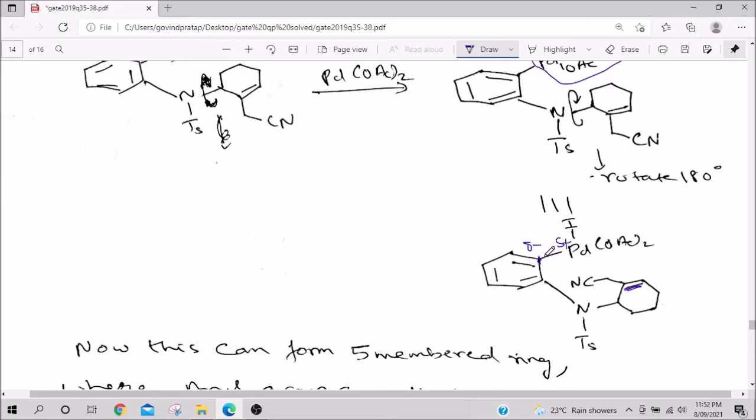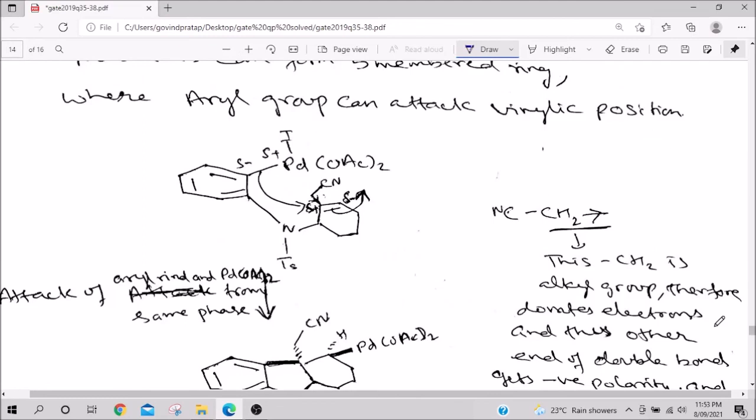Now where will this carbon attack and where will this palladium attack? You understand, though CN is an electron withdrawing group, this is a CH2 carbon, so it will undergo a kind of hyperconjugation, and therefore it acts as an electron donating group. It's an alkyl group. So when it pumps electrons, on this side you get negative polarity, so that palladium attacks here, and this one gets positive polarity. So very clearly this will go and attack here, and this will go and attack on the palladium. This was the important, complex reaction.